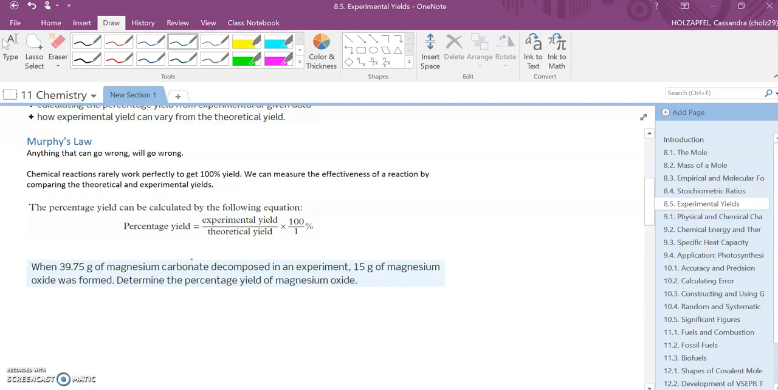Speaking of Murphy's Law, very rarely do we ever get a yield of 100% from a reaction. Going back to the law of conservation, we cannot create or destroy matter. But sometimes the reaction doesn't go through to completion, so you might still have like 10% of your products left over. And as chemists or scientists, we are perpetually looking to improve this process.